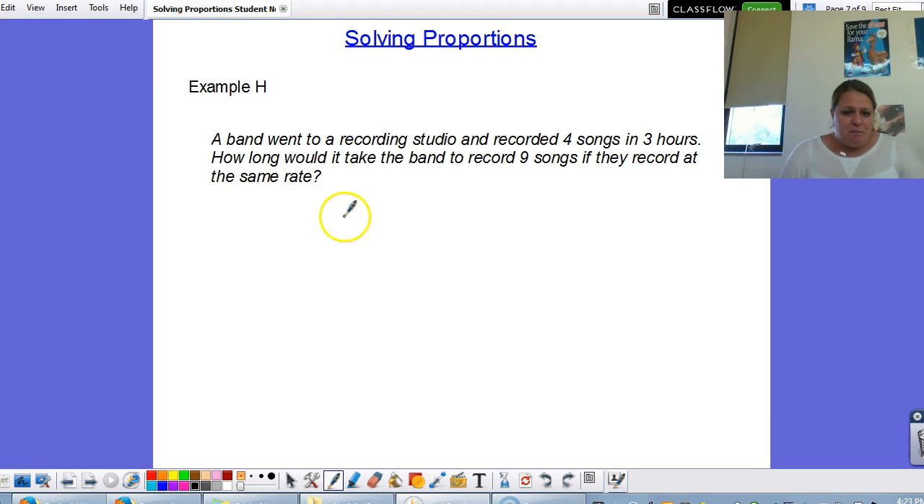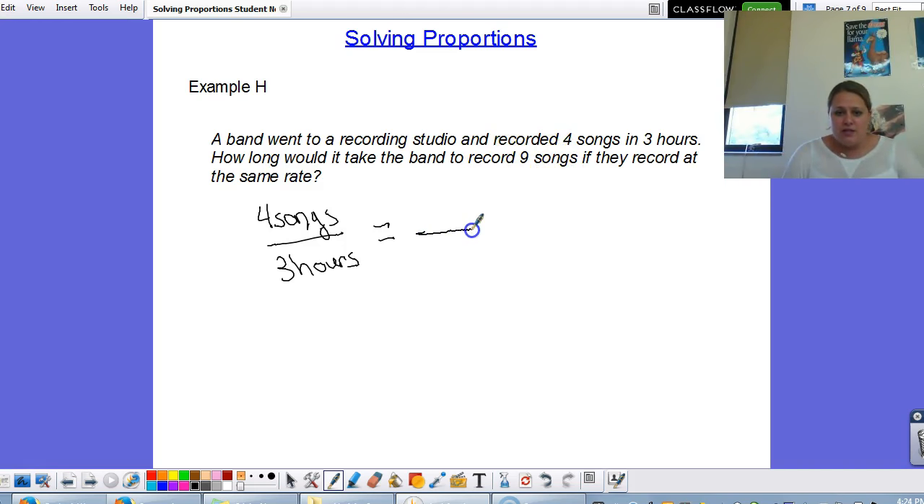Example H. A band went to a recording studio and recorded 4 songs in 3 hours. I'm going to write that down. 4 songs in 3 hours. That goes together. It came in the same sentence. What are we comparing it to? Well, how long would it take the band to record 9 songs?